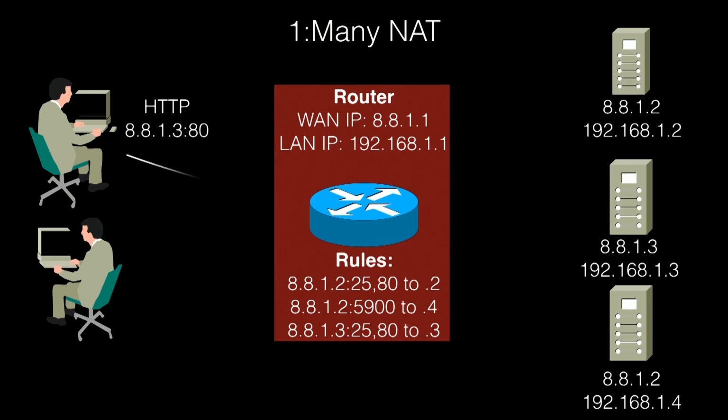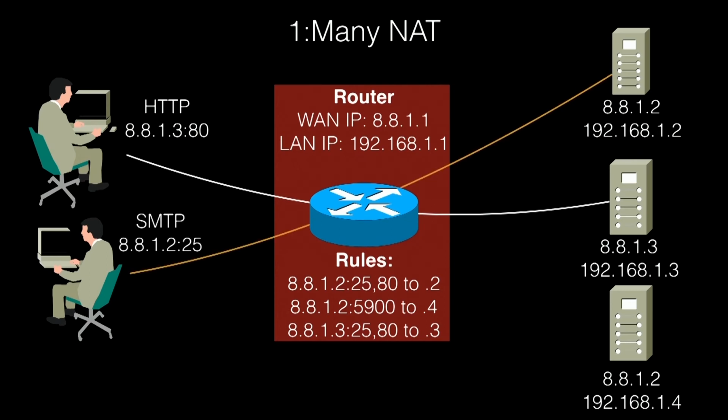So this guy, he's really web browsing. He's going to .3. And we already have a rule for .3 on 80, so we're going right there. Now we're hitting this duplicated public IP address. So he's hitting this on 25, so he's going to go to this server because we have a rule for .2, 25 goes to .2, so there we are.